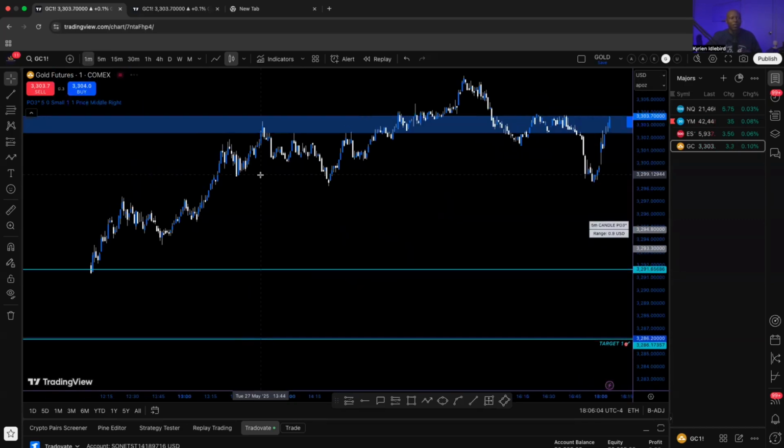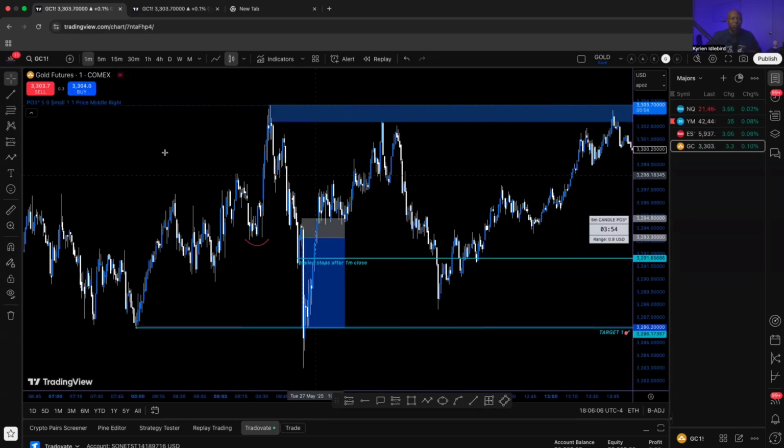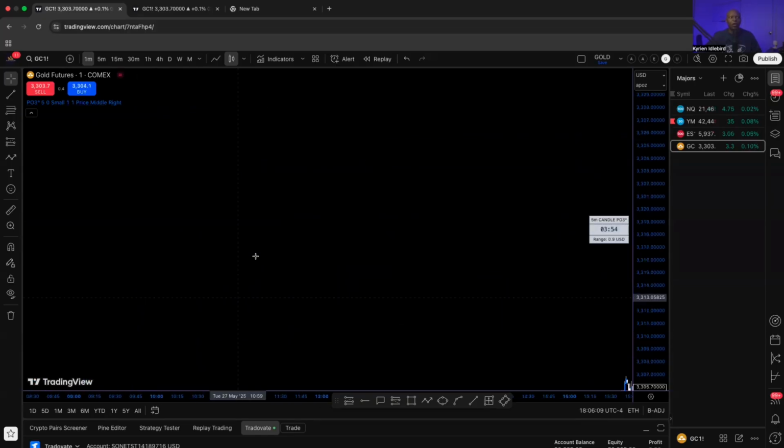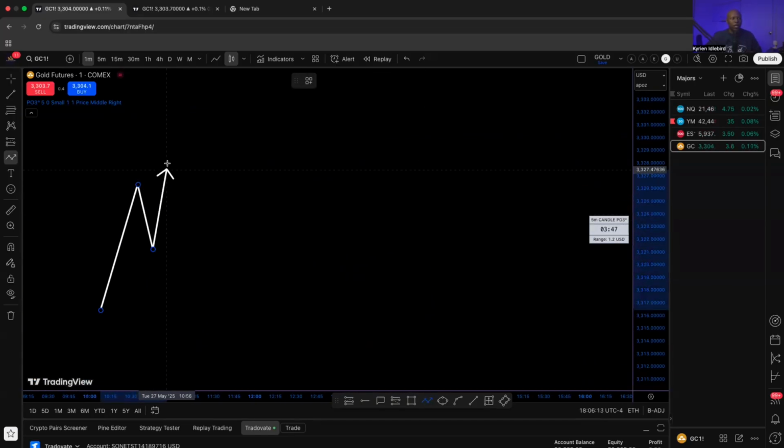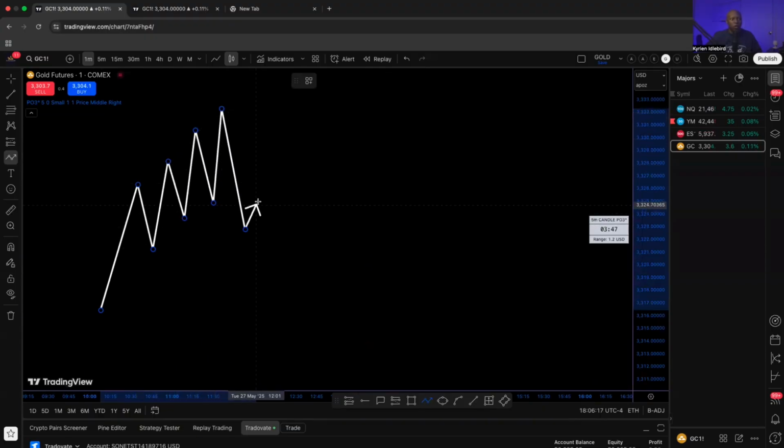Now we have to be able to read price action, and this is where we dial down to the smaller time frame. In order to see a market shift, we need to see price go from creating higher highs and higher lows to now creating a lower low, a lower high, and then we will look to scale in for that continuation to the downside.